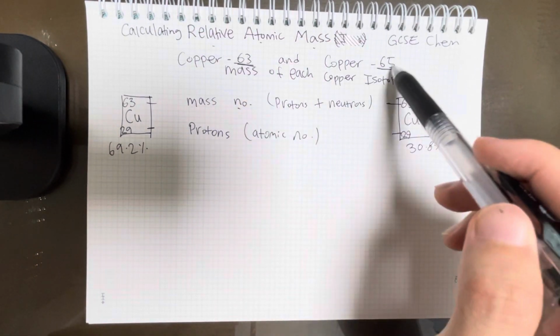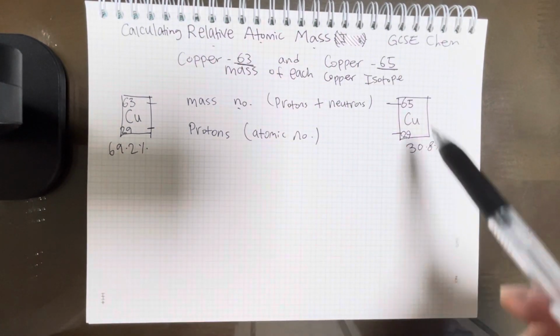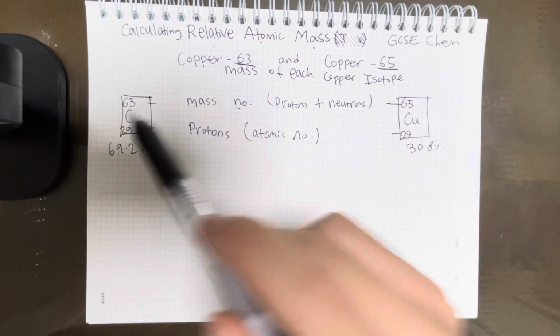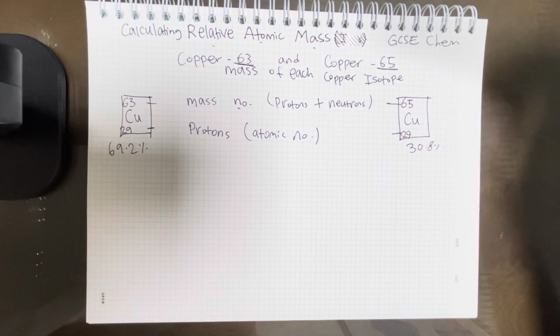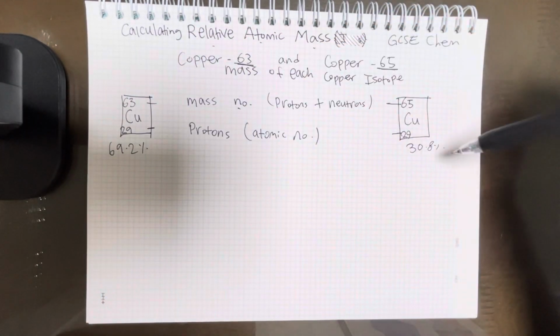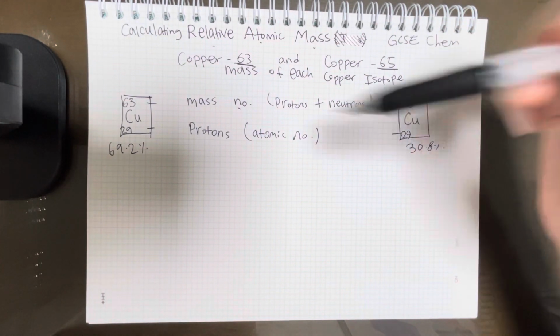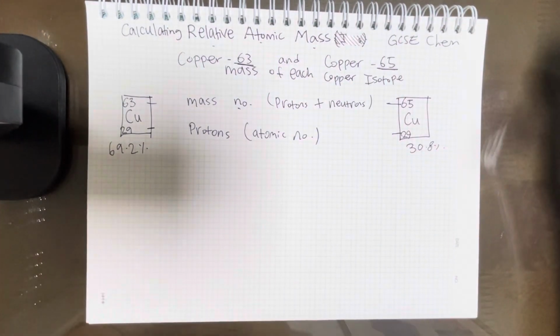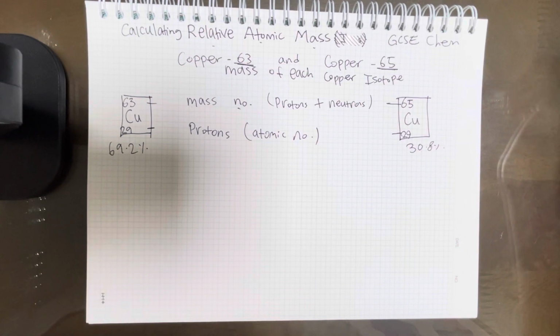So it tells you the mass number and the percentages, but it won't draw you these diagrams. I'm just doing this so that you guys can understand. There's an abundance of 69.2% and 30.8%. What this abundance means is how common something is. If you were to pick up a random copper atom in the world, you would have a 69.2% chance of that copper atom being copper 63 and a 30.8% chance of being copper 65.